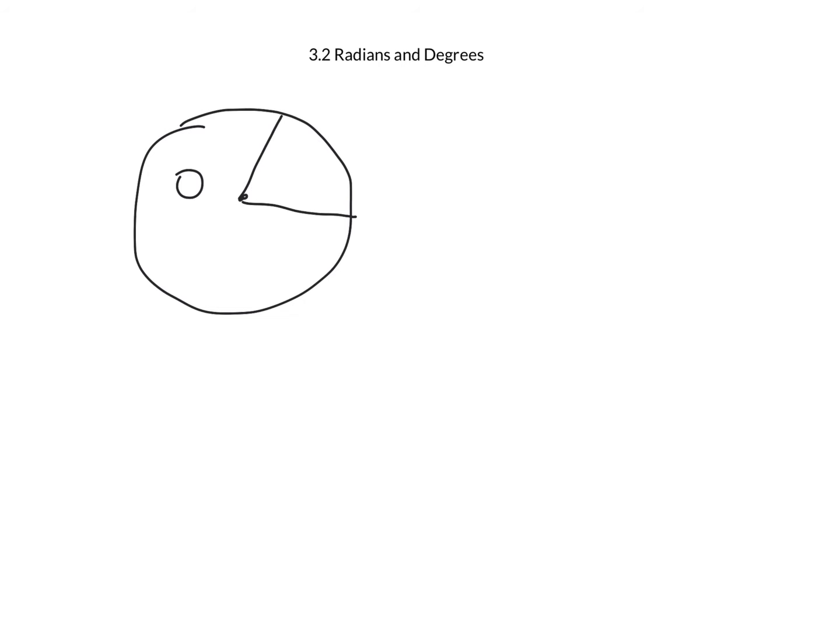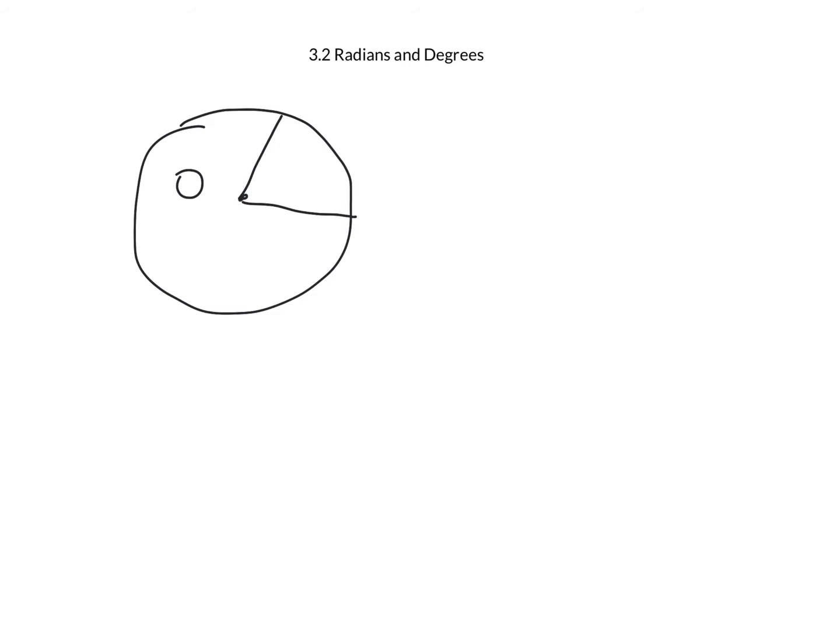All right, 3-2, radians and degrees. So what we have here is a central angle. What's a central angle? It's an angle formed at the center of the circle, hence central angle.